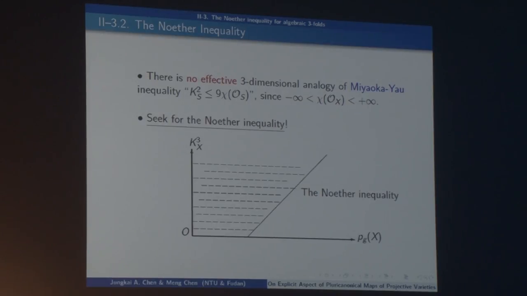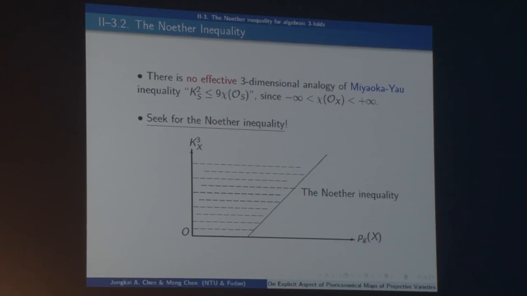So here the natural choice is that we want to find a relation between the canonical volume and the geometric genus. So here I should say that it's impossible to hope to get the Miyaoka-Yau type inequality.